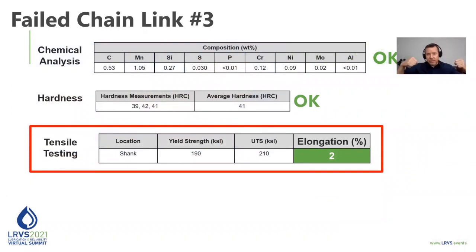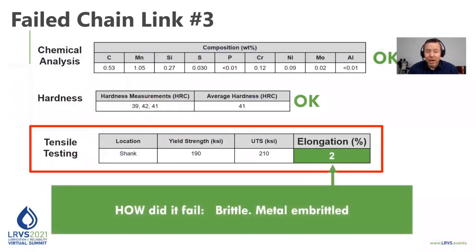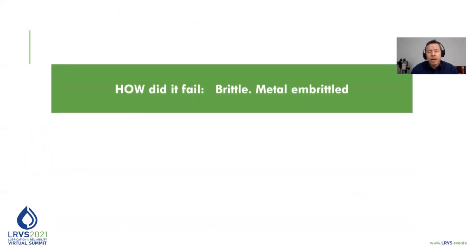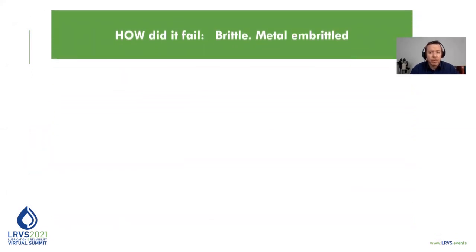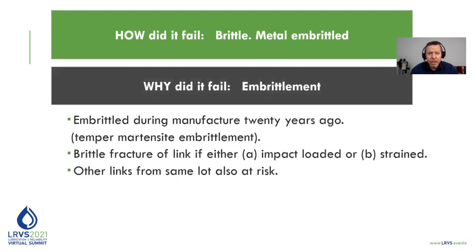So when we tensile test it, which should be a relatively ductile material, it can't sustain any stretch. Once it stretches even 2%, boom, it breaks. And it broke in a brittle manner. So now we can identify how it failed simply as brittle. And it was brittle because the material itself was embrittled. And that embrittlement had happened 20 years ago when they first made this chain link.